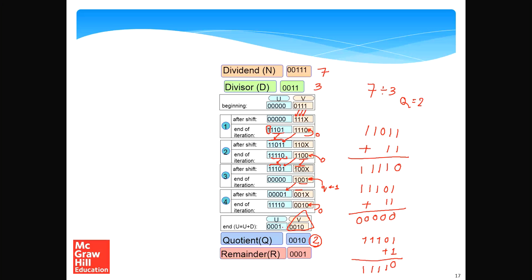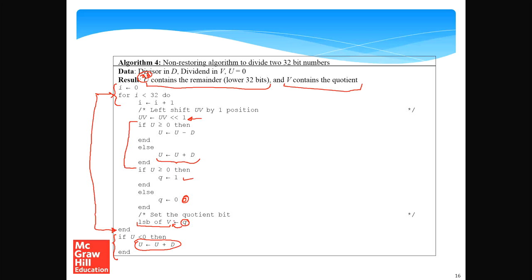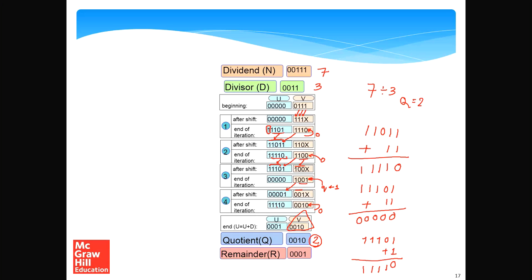However, we find that the register U, if you consider the last line, we have said if U is less than 0, then we add the divisor to U. So in the last line here, register U is negative because the sign bit is 1. So we need to add U as U plus D. The way that we do this is we add 1, 1, 1, 0 plus the divisor.